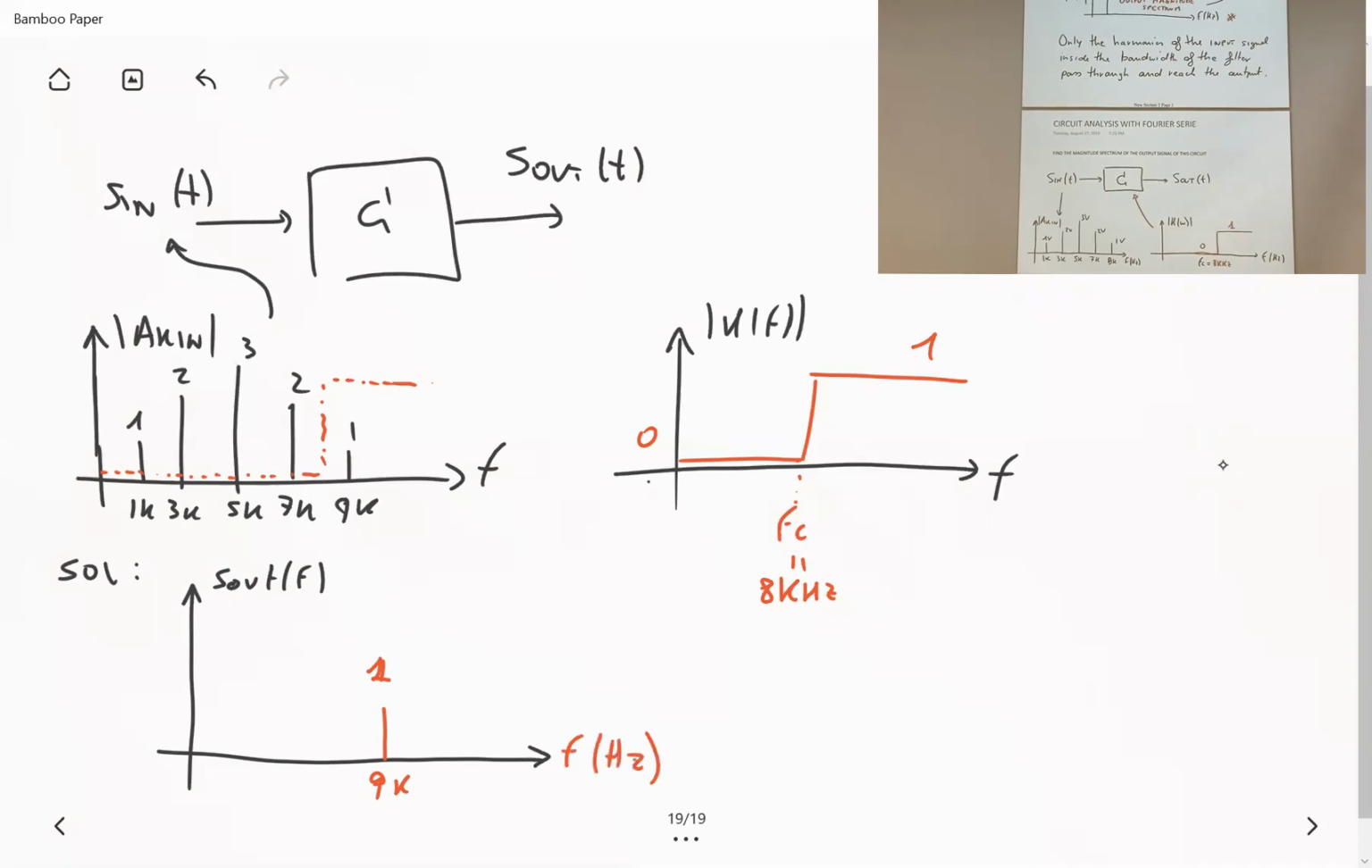Remember always to put the unit on the x-axis. Great. And again, what is the signal in time? One harmonic, so one sinusoidal or cosinusoidal signal, as you want. Anyway, they are just shifted by 90 degrees, so it's not a big deal.